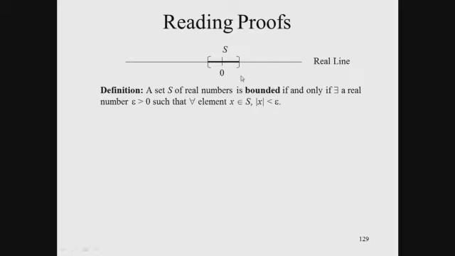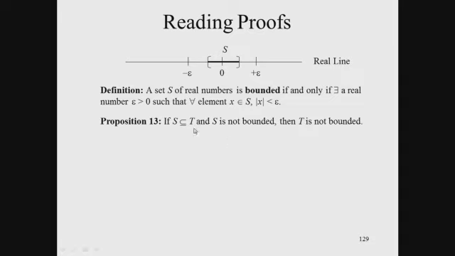So let's look at the picture and understand why this set is bounded. This set is bounded because there is an epsilon greater than 0 with the property that all the elements in the set have absolute value less than epsilon. That is, all the elements in the set have a value between minus epsilon and plus epsilon. In words, a set is bounded if it's not too big. So what we want to prove now is the following proposition. If S is a subset of T and S is not bounded, then T is not bounded.